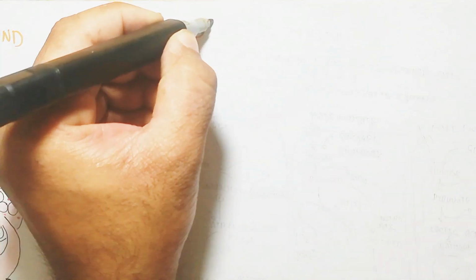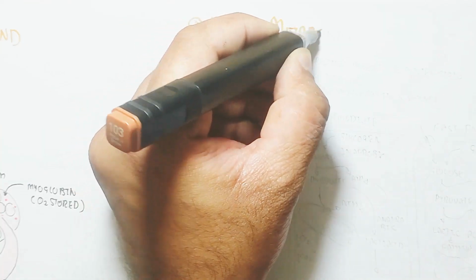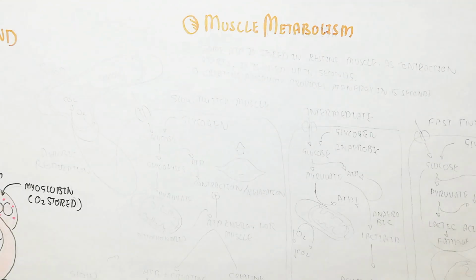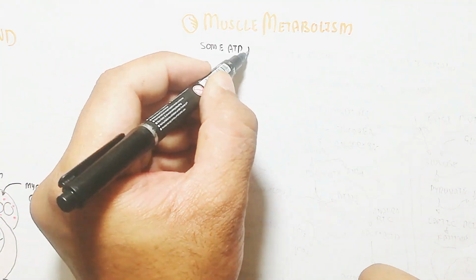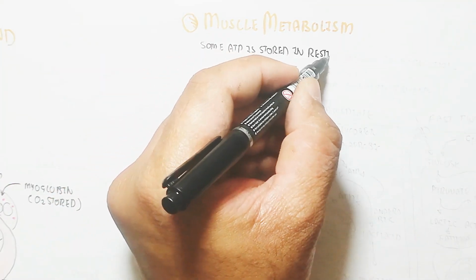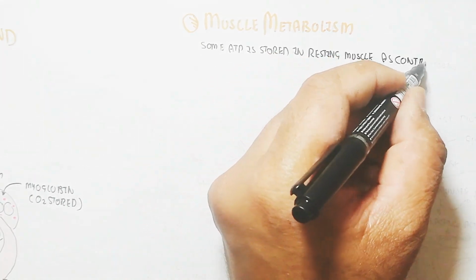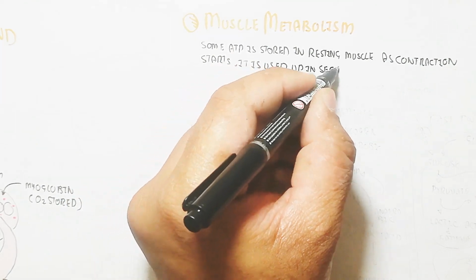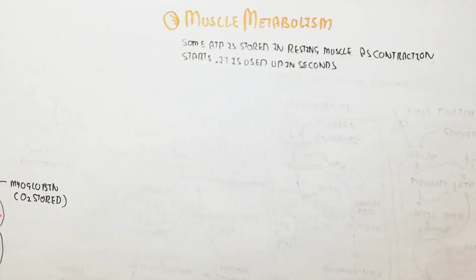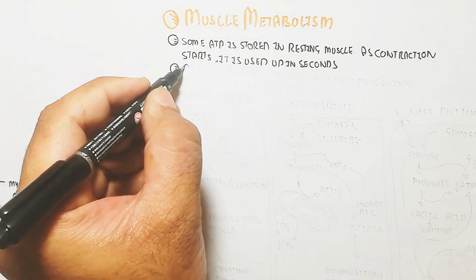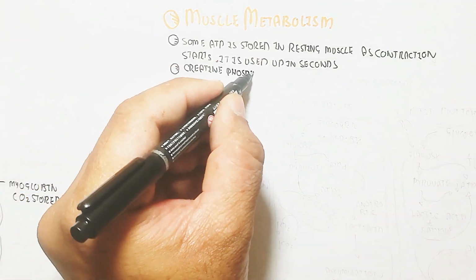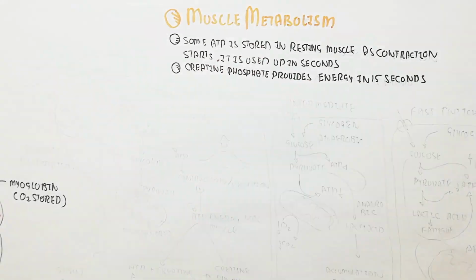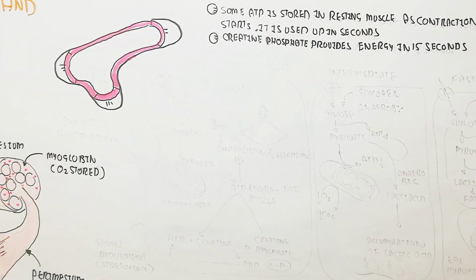Let's understand about muscle metabolism. Some ATP is stored in resting muscle. As contraction starts, it is used up in seconds. But remember, creatine phosphate produces energy in 15 seconds. So the initial phase requires ATP from aerobic respiration. That is why aerobic respiration is important for muscle contraction, while glycolysis and, on the other hand, creatine phosphate will be used later on.